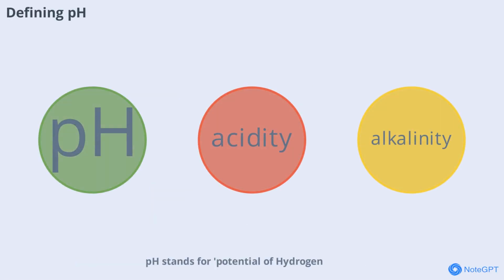pH stands for potential of hydrogen. It's a measure of how acidic or basic a solution is. The pH scale ranges from 0 to 14, with 7 being neutral. Solutions with a pH less than 7 are considered acidic, while those with a pH greater than 7 are basic or alkaline. This scale helps us quickly understand the chemical nature of substances around us. For example, lemon juice is acidic while soap is basic. Knowing the pH of a substance can help us use it safely and effectively.